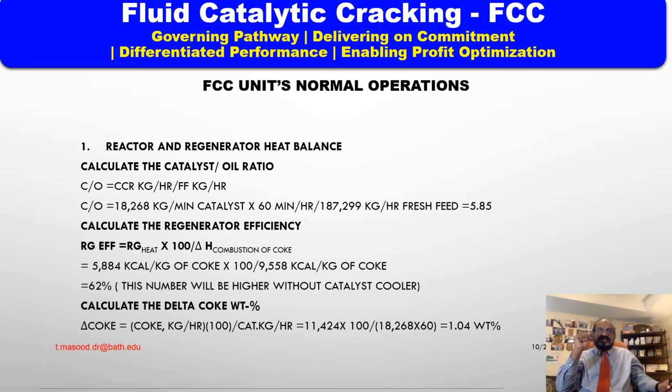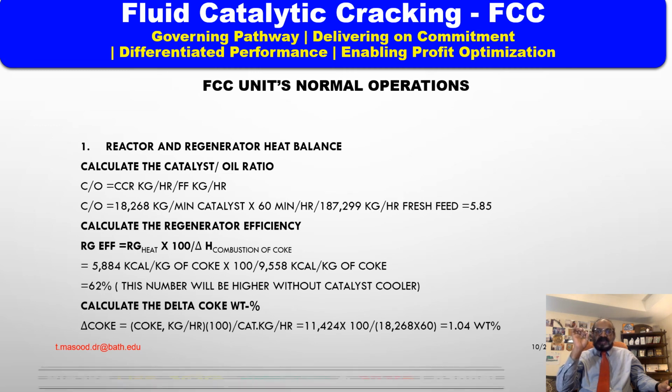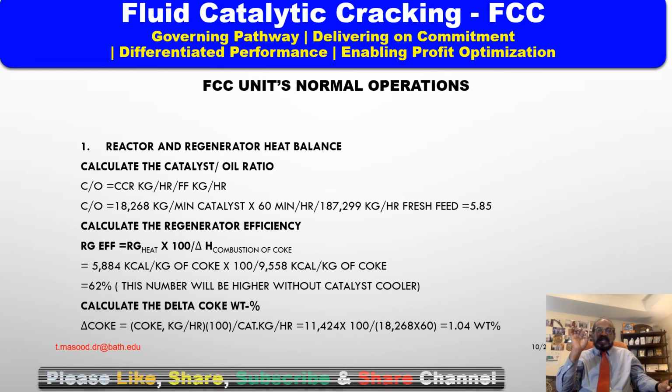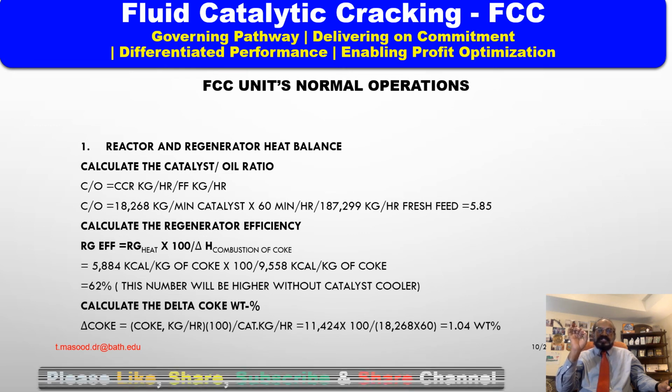Next is to calculate the delta coke weight percent. Delta coke is equal to coke kg per hour times 100 divided by catalyst circulation kg per hour, which is equal to 11,424 times 100 divided by 18,268 times 60, which is equal to 1.04 weight percent of catalyst delta coke.